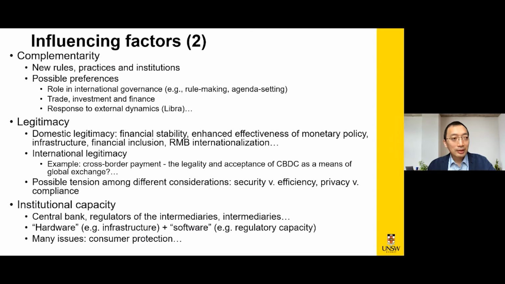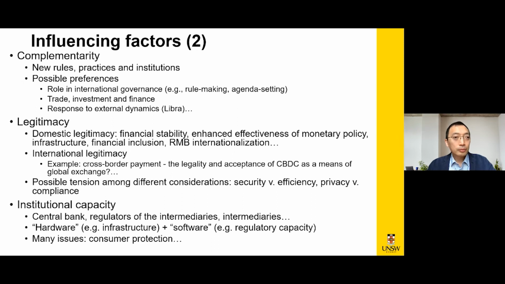If we look at another factor, it is complementarity. The second aspect is how the new practice and institution China is promoting will fit with China's preferences. China's preferences, I think, at least include an enhanced role in international governance. China is a trading power, but not a monetary power. So the CBDC may help China to increase its role, particularly through first-mover advantage in the digital currency era, in setting the agenda and influencing technological standards in this area.